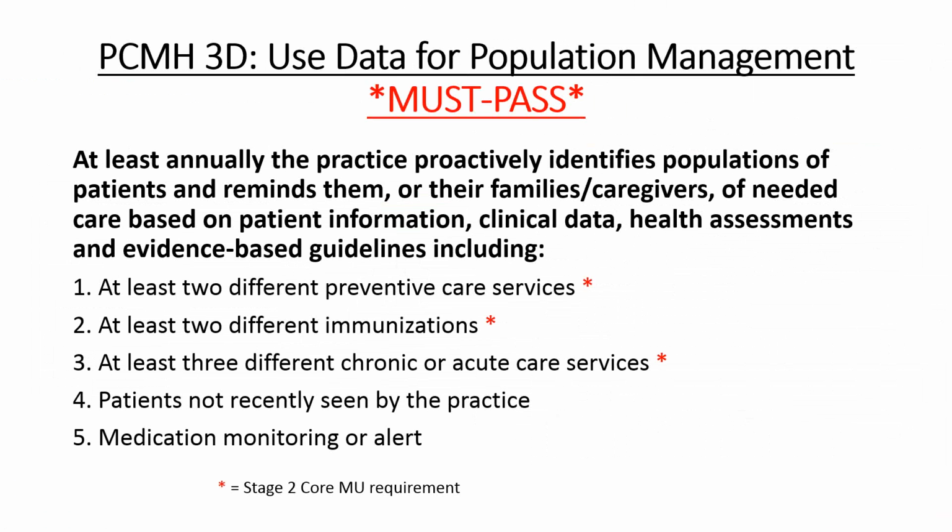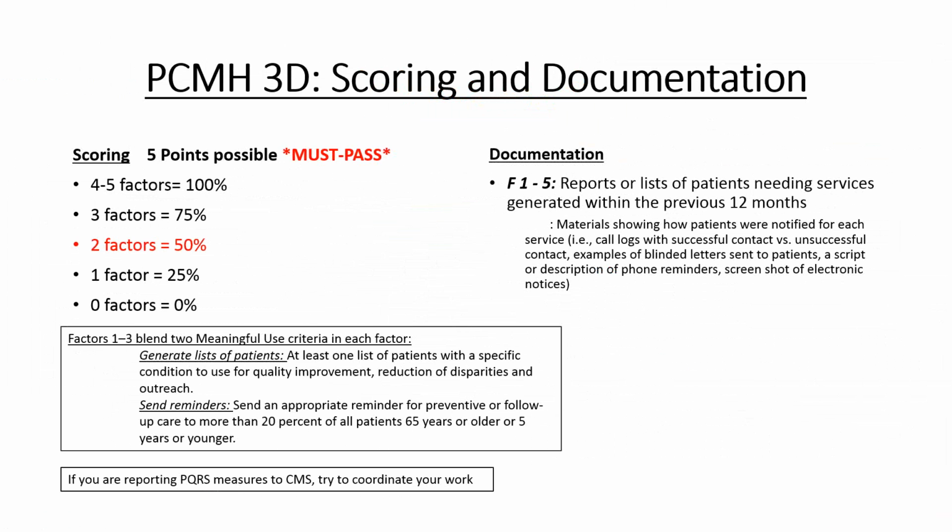So because of the number of different services and actions that they're looking for, again, 2 in factor 1, 2 in factor 2, 3 in factor 3, and then 1 each for factor 4 and 5, this element does have the potential of having 9 different reports needed. So you can see the scoring, again, a must-pass element, 5 points possible, 2 factors needed to pass this element to be able to receive any type of recognition level, and 4 factors to get to the 100% scoring.